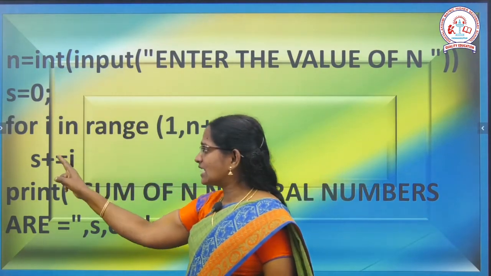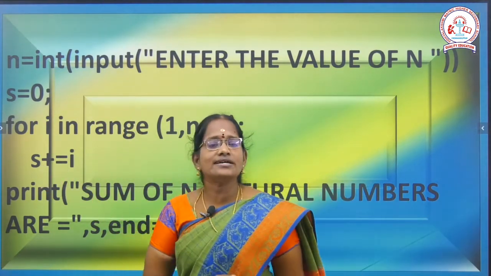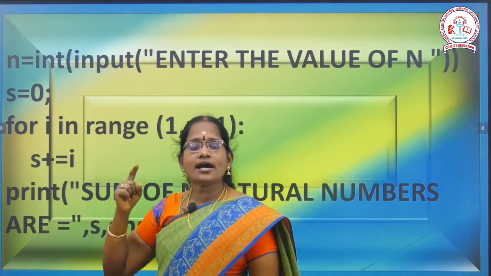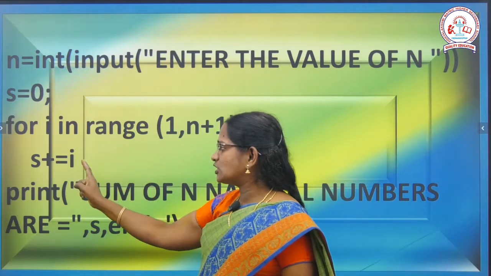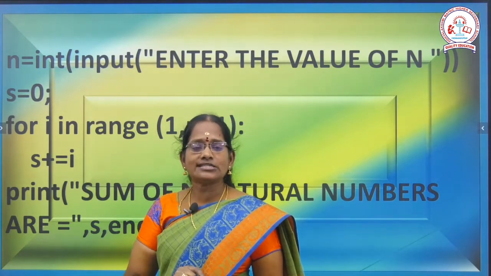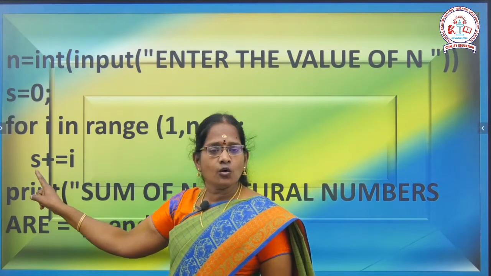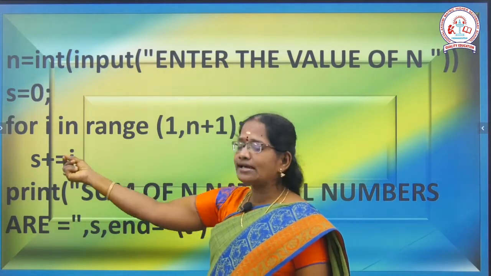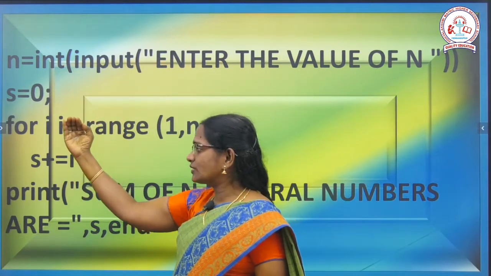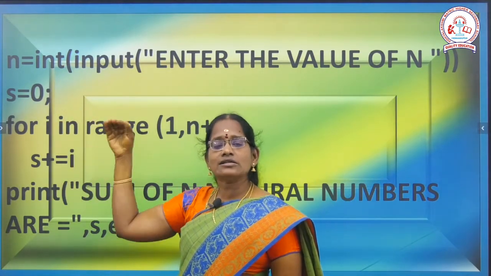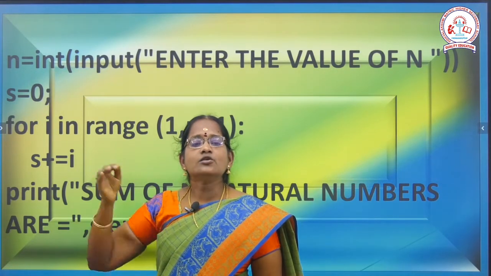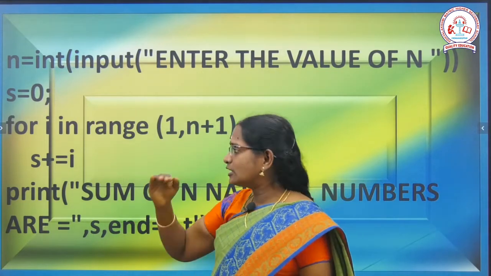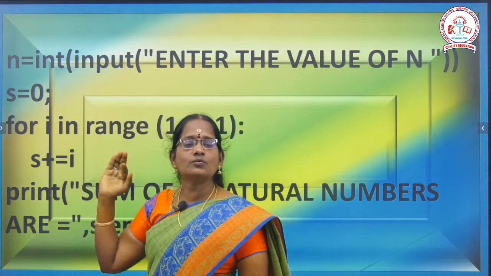Okay. First time it will start to add: s plus equal to i. Already the i value is 1 and the s value is 0. First time it executes, so 0 plus 1 is 1, and 1 is stored in s. Again the loop starts to execute. How many times will the loop be executed? The user enters 5 terms, 10 terms, 15 terms, 100 terms, and the loop executes that many times.